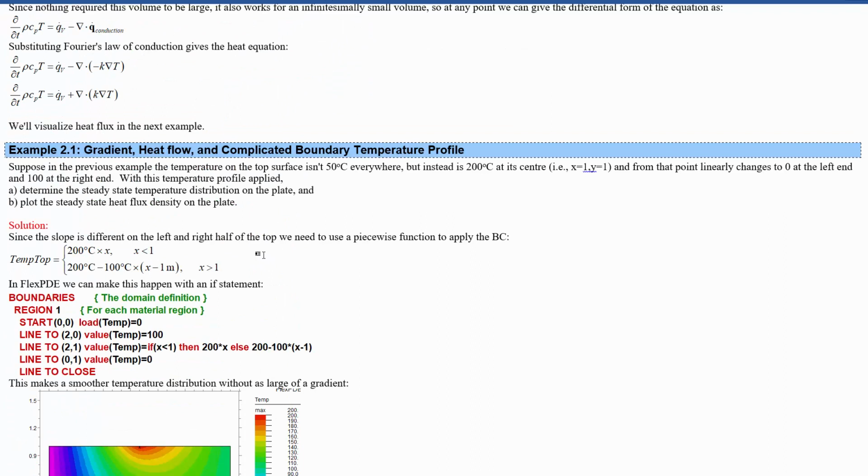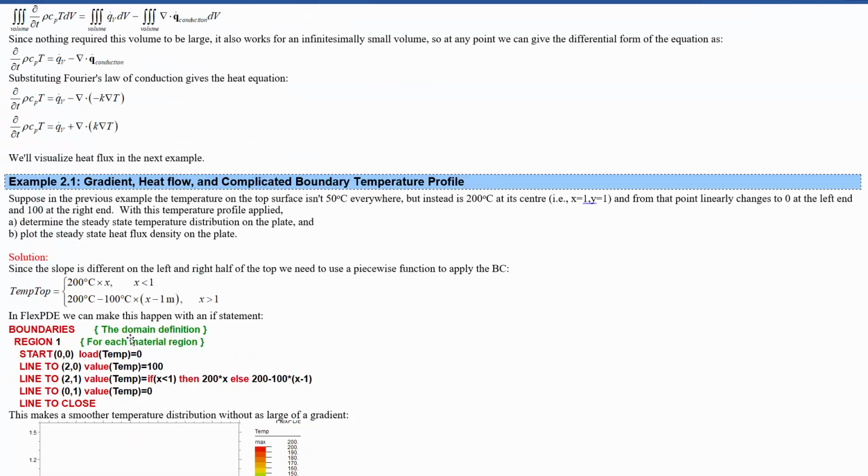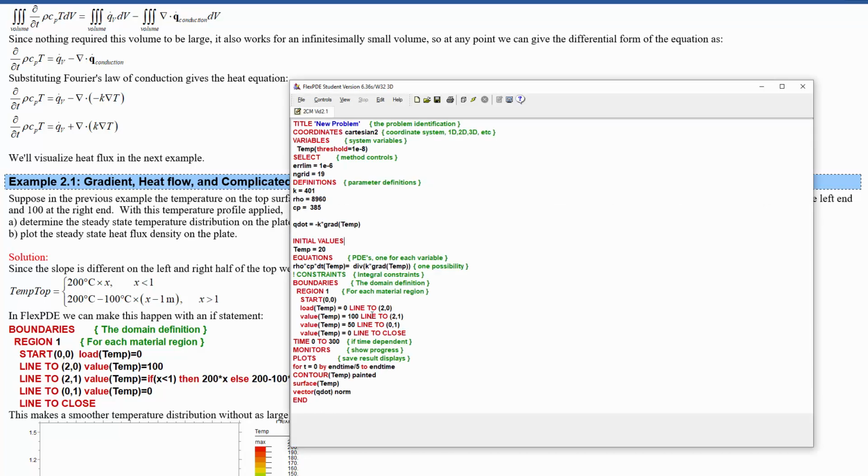At the top, we've got a temperature that is going to be more smooth. So it goes to 200 in the middle of the top, and it goes to 0 on the left-hand side and 100 on the right-hand side. So this way it's going to match the boundary conditions that we had at those sides, but be smooth in between. So rather than 50 at the top, we'll put in an if statement here.